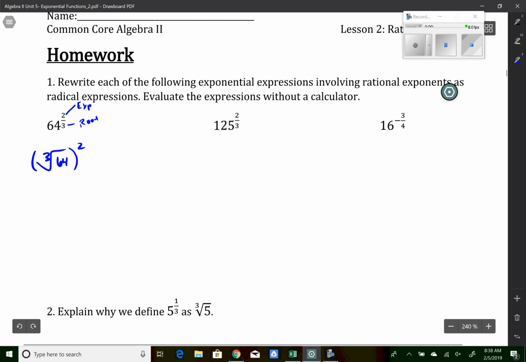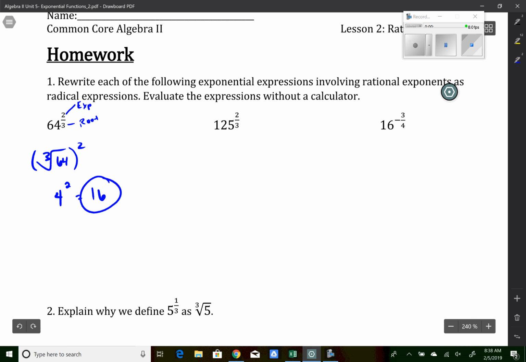And again, I know you could just type these in the calculator. The point is to try and do some of it without, so you know what your rules are. So if we know that the cube root of 64 is 4, this is 4 squared, which makes the answer for number 1, 16. I can do the same thing here for the 125 to the 2/3 power. So I can rewrite this as the cube root of 125 squared. The cube root of 125 is 5. So we have 5 squared, which is equal to 25.